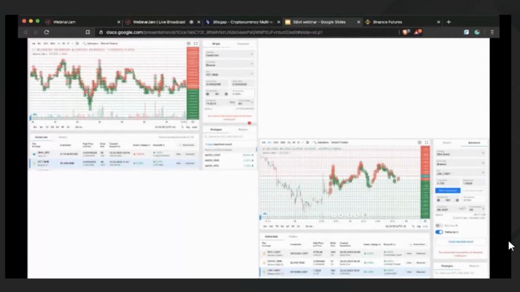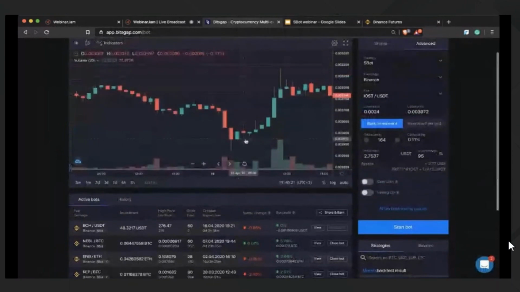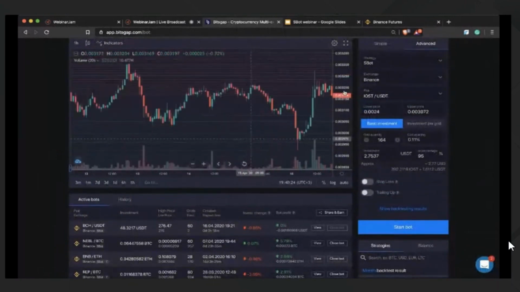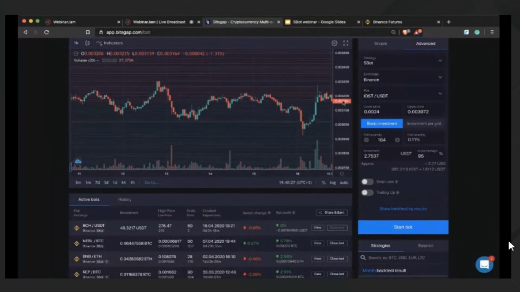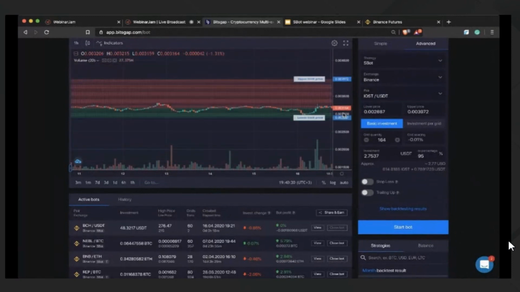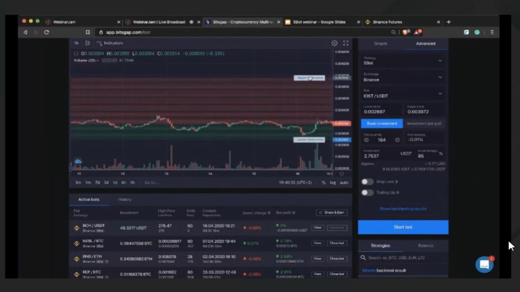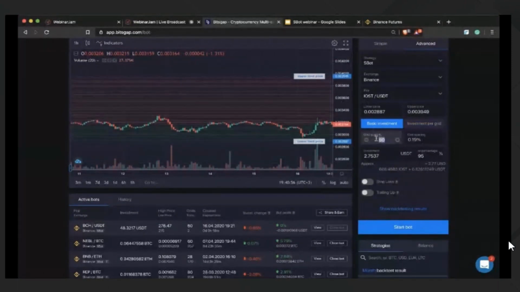The question is, I see, what is the ideal grid spacing for the Sbot? Well, it depends on the current market condition. So as I already demonstrated, you can have either a narrow buy zone or a wider sell zone. In this case, you see that 164 grid levels is too much for the bot. So if we adjust it to 80, you see that the profit per each grid is going to be around 0.19%. So that's the optimal.